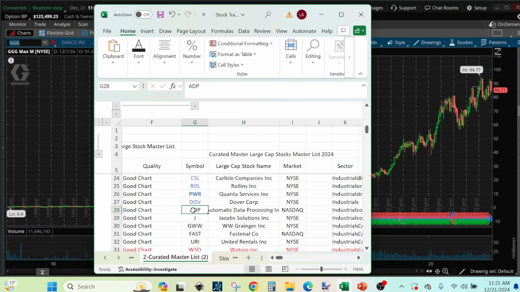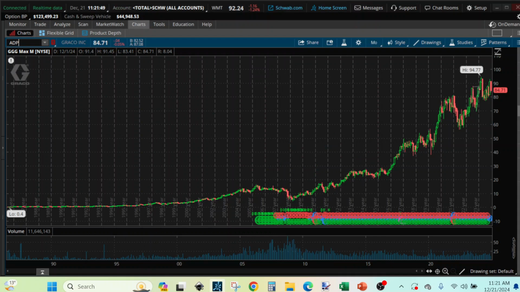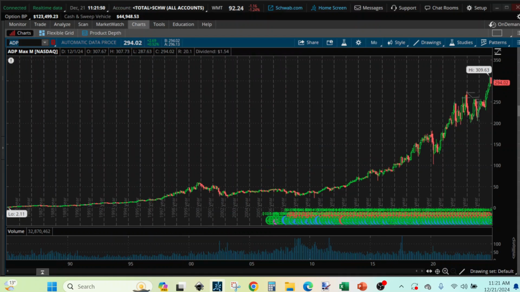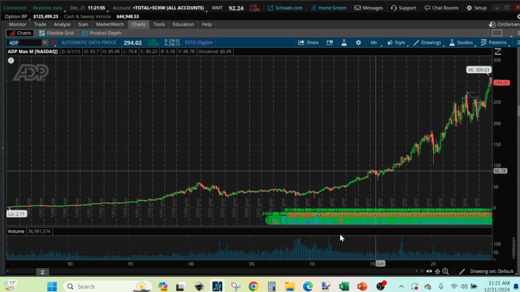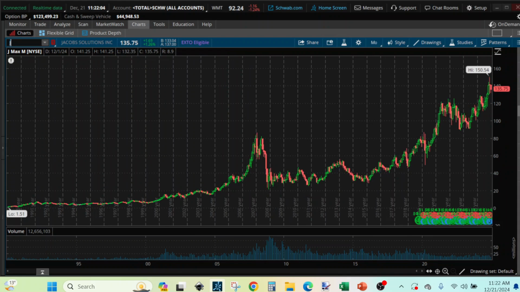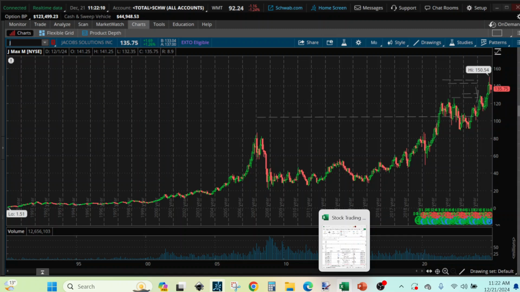And ADP, so ADP, the price is about prior year's highs, so we keep it. The next one is J. So J, the price is about prior year high, so we keep it. Those swing quite a bit though. Okay, so we have some here already that we have in our list.